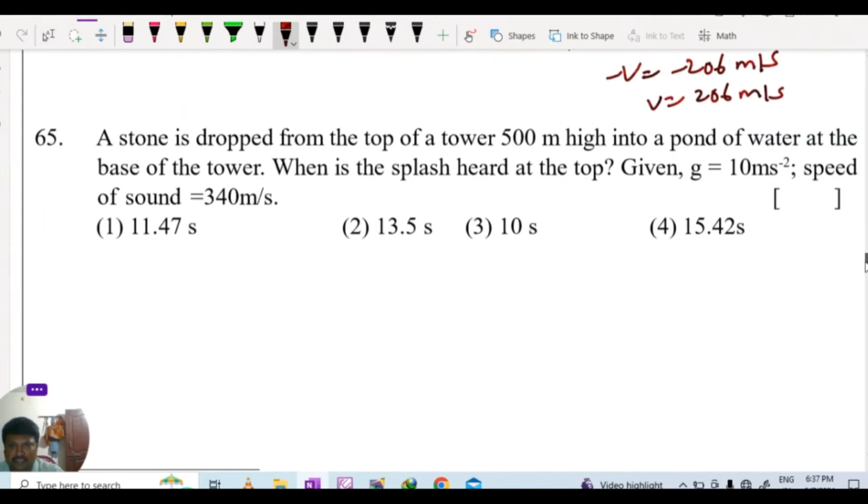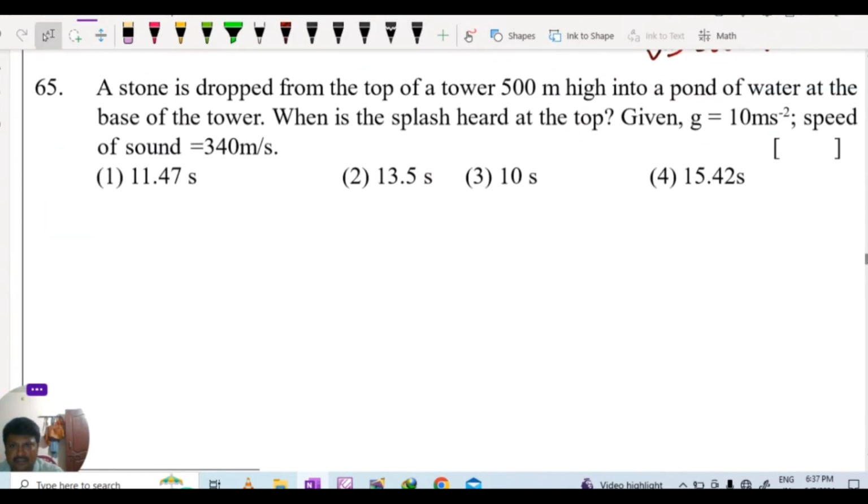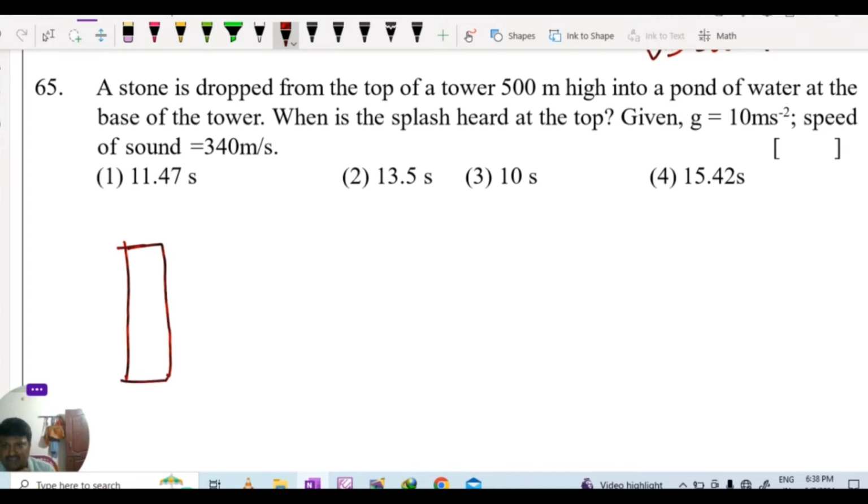Next, the 65th question. A stone is dropped from the top of a tower 500 meter high into a pond of water at the base of the tower. So consider it is a tower of height 500 meter. At the base of the tower, water is there.